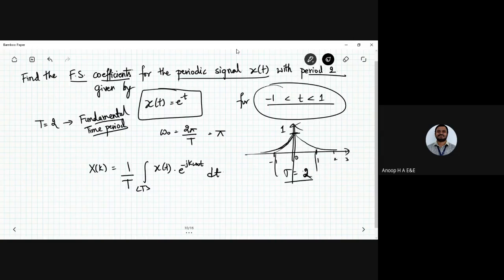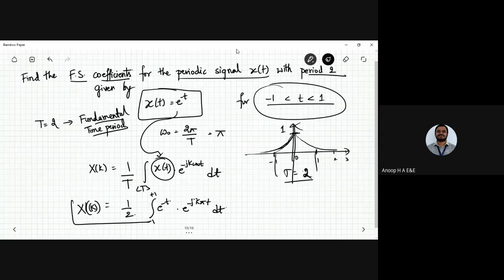So x of t is replaced as e power minus t, and the 1 by T is 1 by 2. I have to integrate it from minus 1 to plus 1, that is the time period. Here x of t is e power minus t, and omega naught is pi, so e power minus j k pi t dt. I have made the substitution for x of k in the given problem.